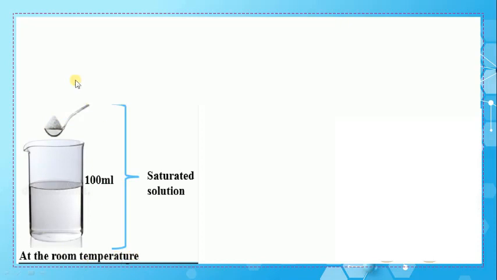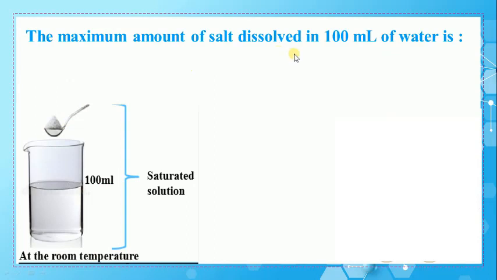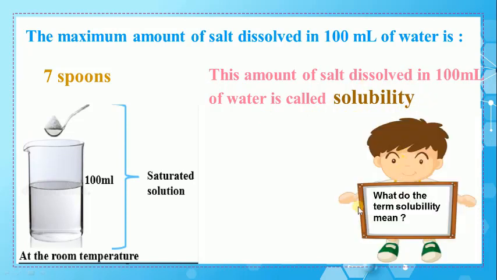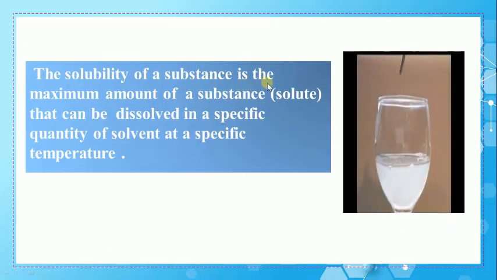So in 100 milliliter, we add spoons of salt at room temperature. Then we find that the maximum amount of salt dissolved in 100 milliliter of water is 7 spoons. This amount of salt dissolved in 100 milliliter of water is called solubility. But what does the term solubility mean? The solubility of a substance is the maximum amount of a substance or a solute that can be dissolved in a specific quantity of solvent at specific temperature.